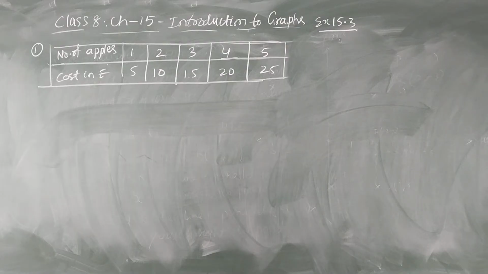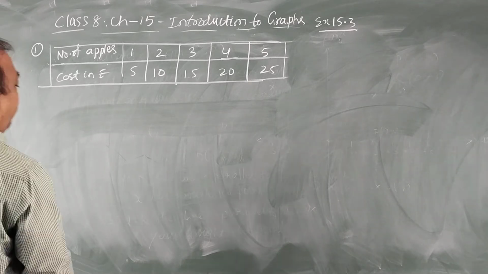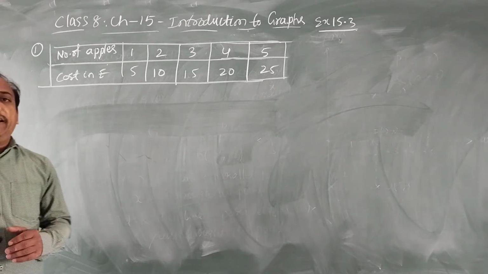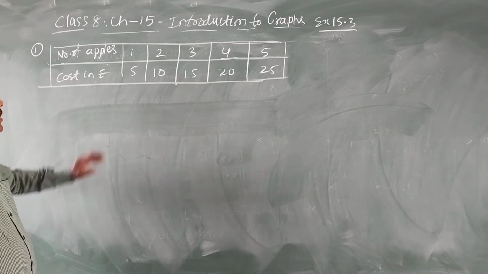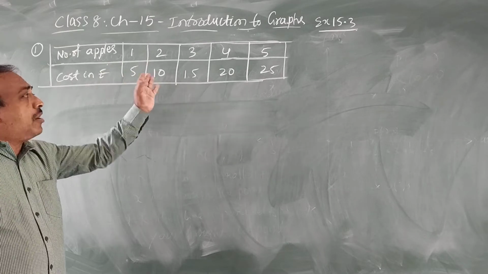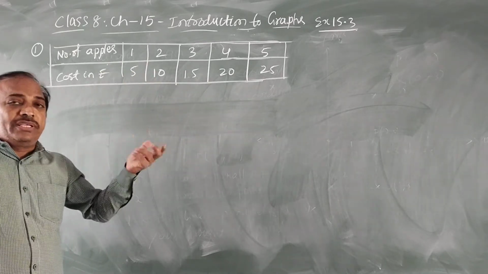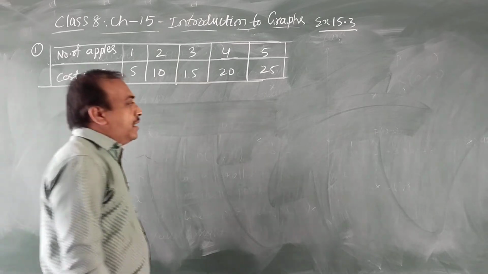Look at question 15.3. In the first question, we have to draw the graph and check whether it is a line graph, a linear graph, or not. The number of apples and the cost in rupees are given. We need to locate these points by choosing the appropriate scale.